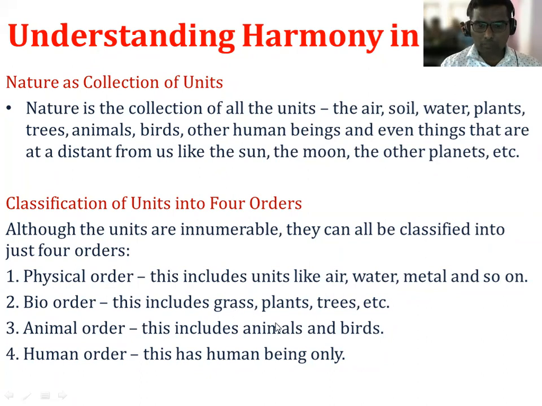Then grass, plant, trees are of ... order. So definitely it's a bio order. Then animal and birds are ... order. Definitely it's an animal order. And all human beings are categorized into the one order or one group. I say that the human order.